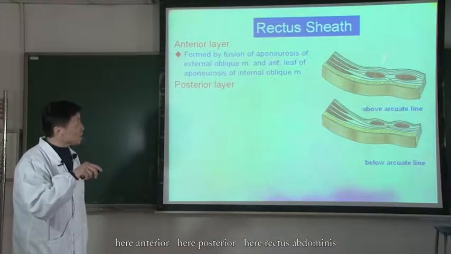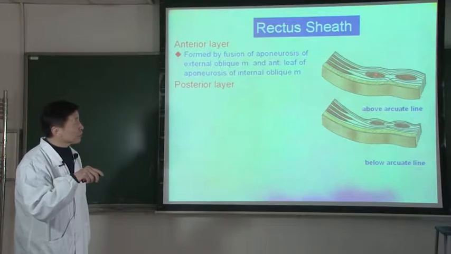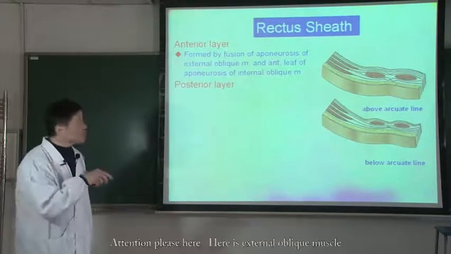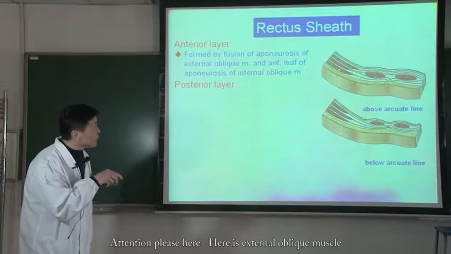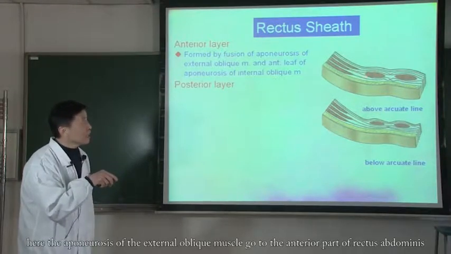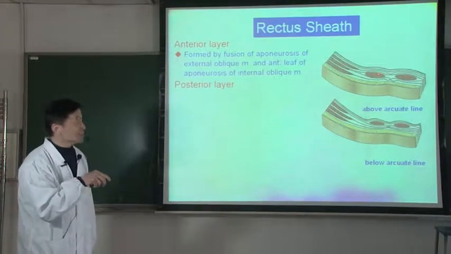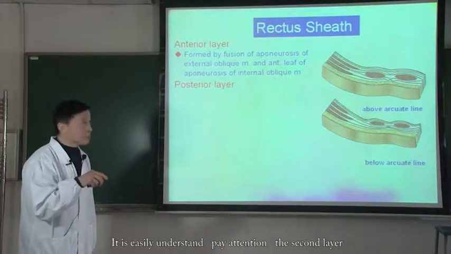Here anterior, here posterior, here rectus abdominis. Attention please, here is the external oblique muscle. The aponeurosis of the external oblique muscle goes to the anterior part of the rectus abdominis. It's easy to understand. Pay attention.